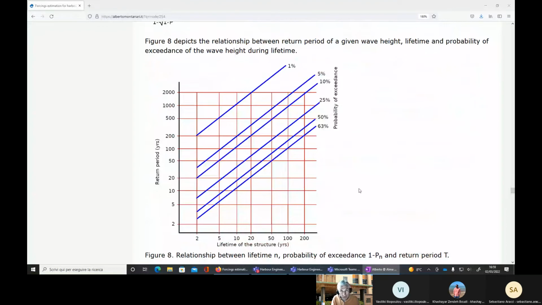Nothing that is related to randomness is certain. So you don't have a probability of 1 of getting a design wave height with a return period of 50 years during 50 years. This probability is 73%. So if you design a berth for a design life of 50 years, you take the design wave height with a return period of 50 years. During 50 years, you have a 73% probability of getting that wave height, which is not low. It's quite a high probability. And there is a graph on my webpage that explains this concept, which is relevant for technical design.